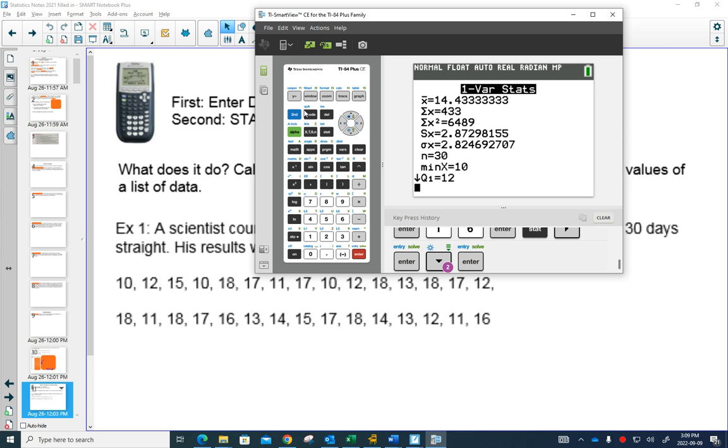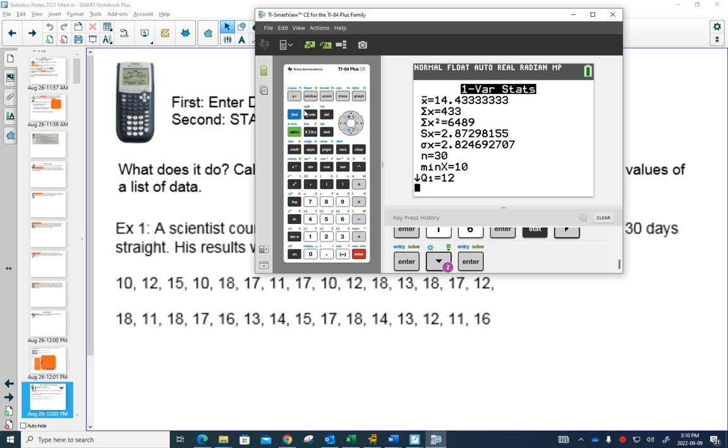The x with the bar over top is the average. Did I type a number in wrong or did you get the exact same number? Same number? Okay. So chances are we did the same thing. It tells you if you wanted to add up all the numbers, you would get 433. That's nice to know. If you wanted to square every number and add it up, you would get 6,489. And there's actually reasons you would want to do these things.